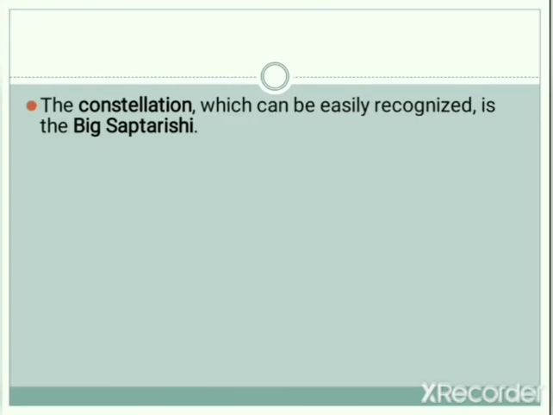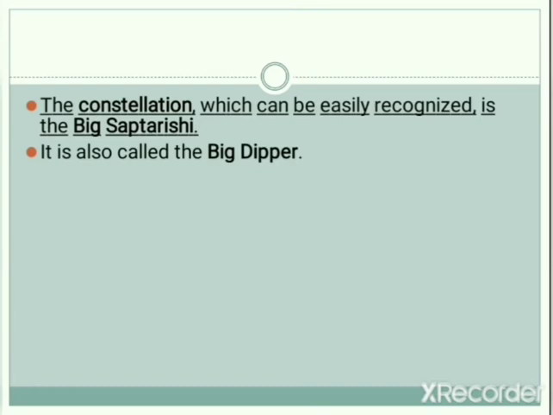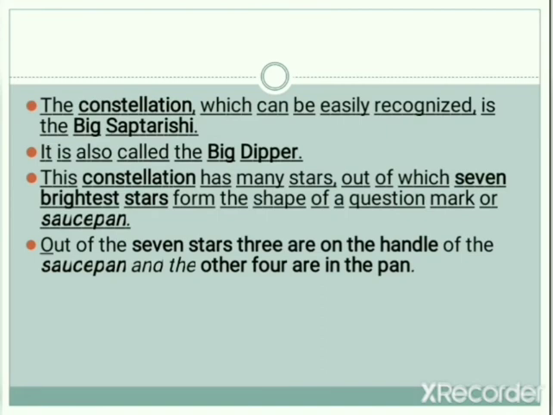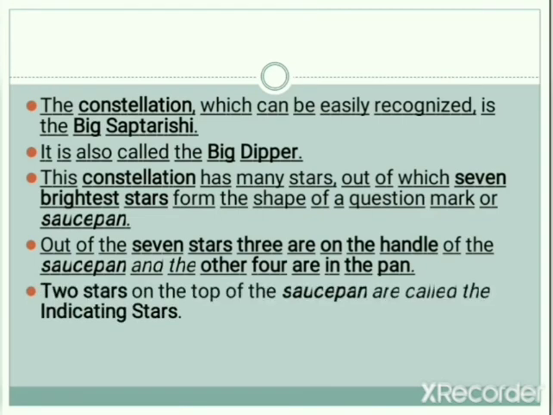Now the constellation which can be easily recognized in the sky is known as Big Saptarishi. This constellation is also known as the Big Dipper. It contains many stars, out of which the 7 brightest stars form the shape of a question mark or a saucepan. Out of the 7 stars, 3 are on the handle of the saucepan and the other 4 are in the pan. The 2 stars on the top of the saucepan are called indicating stars, as they point towards the pole star.